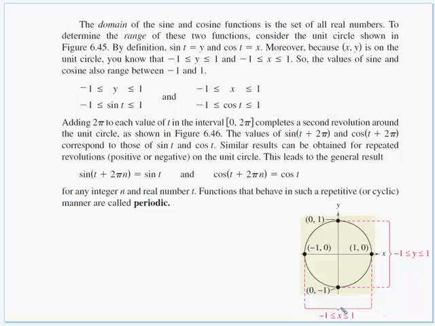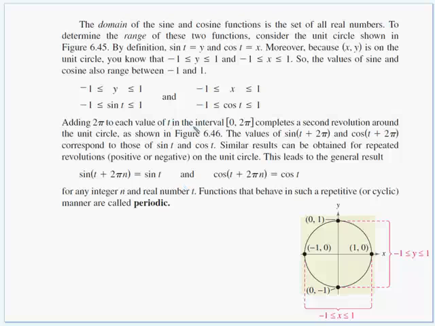Same thing for the x coordinates. From the center here, the farthest we ever head out this way is to positive 1. The farthest we ever head to the left is negative 1. So sine and cosine both have a domain of all real numbers and an output, or a range, of numbers falling between 1 and negative 1, or equal to 1 and negative 1. So the values of sine and cosine range between negative 1 and 1.